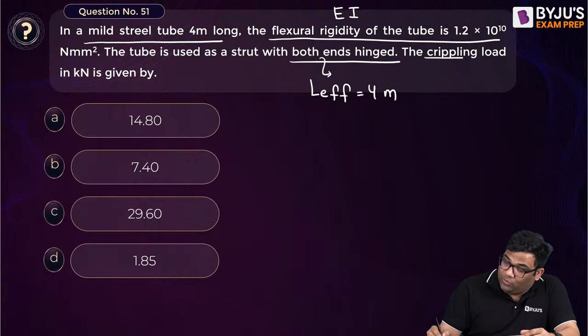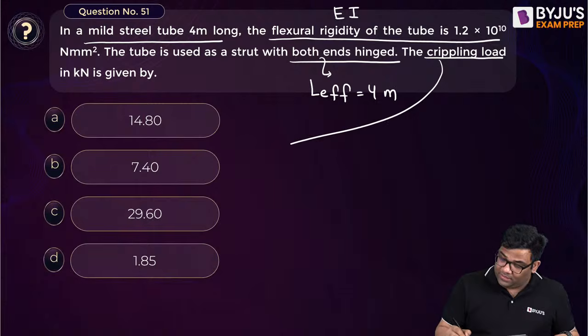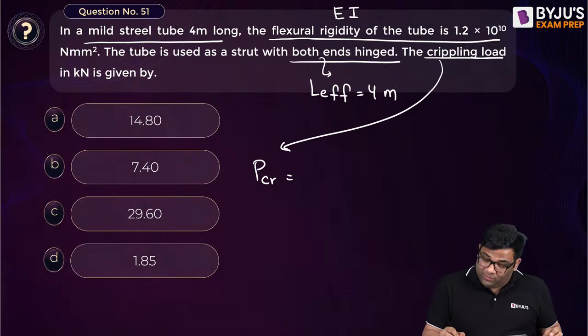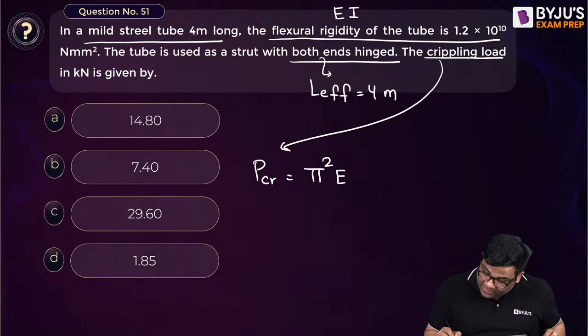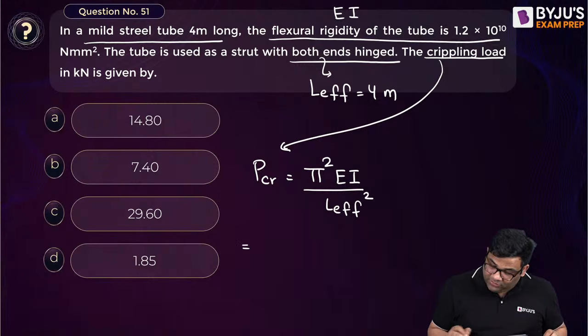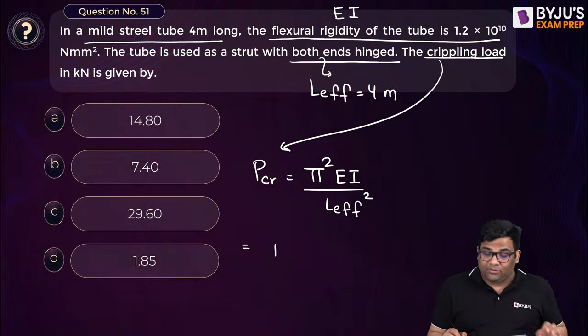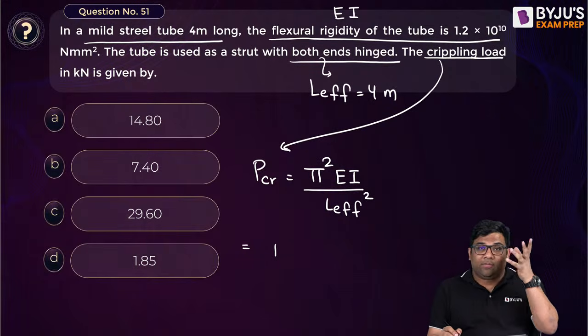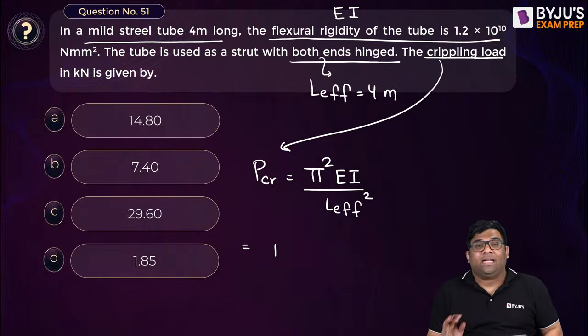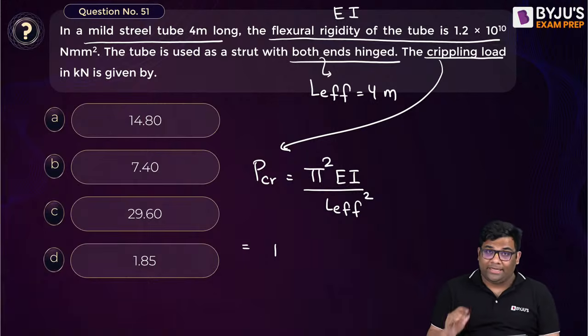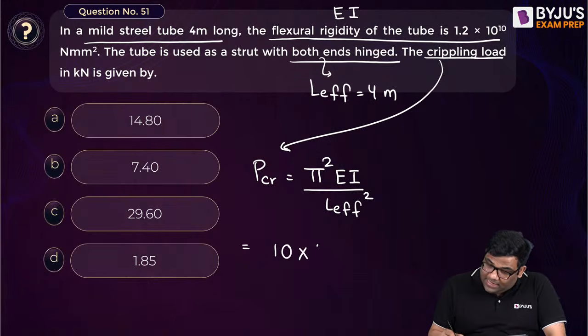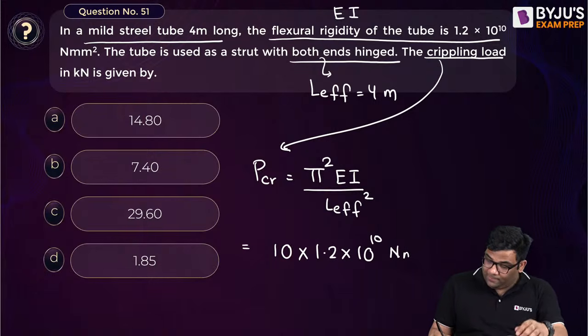The crippling load means buckling load. So the buckling load is asked in kilonewton. What is the formula? Pi square EI by L effective square. Now, if you are solving this question without a calculator, pi square you can take as 10. It's almost approximately 10. You can take 10 for easy calculation. EI is 1.2 × 10 to the power 10 Newton mm square.